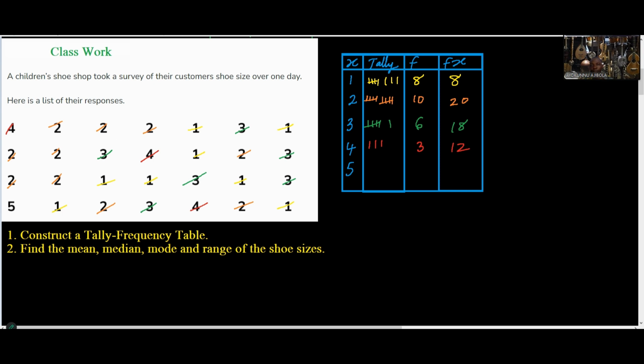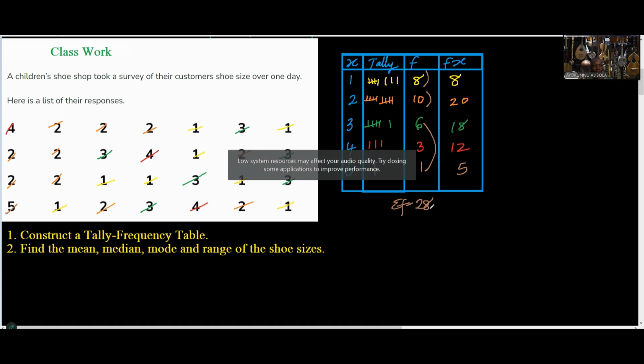Then for the fives, you can count. It's only 1. And the total is 1. So 5 times 1 is just 5. So to get the total frequency, we add up all the f. This is 10, this is 20, and this is 28. Let me be sure that this is correct. 1, 2, 3, 4, and 1, 2, 3, 4, 5, 6, 7. 7 times 4 is 28, so this is 28. Is that clear? Yes. Okay, good.